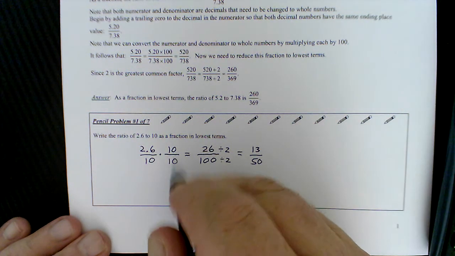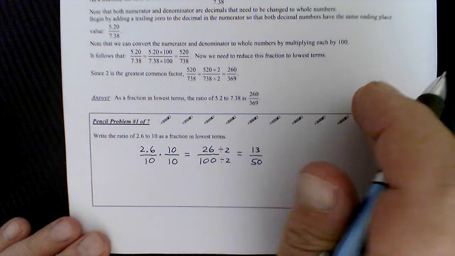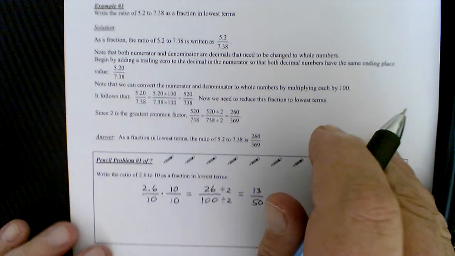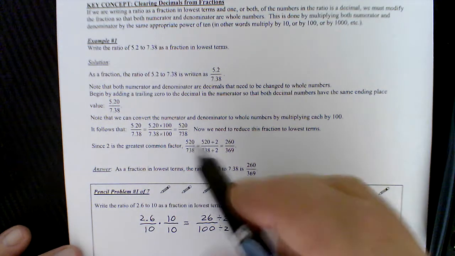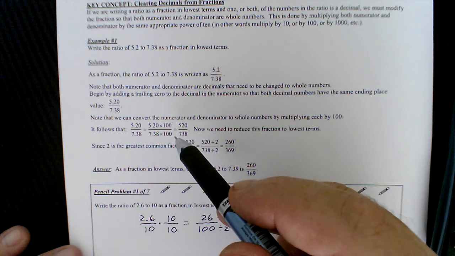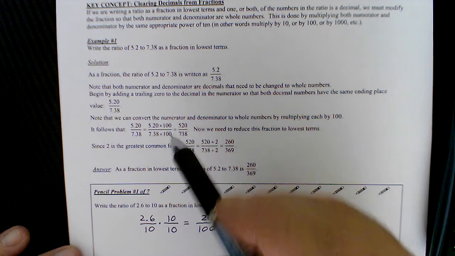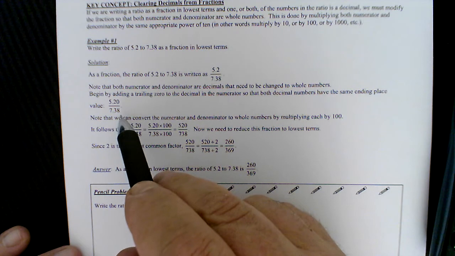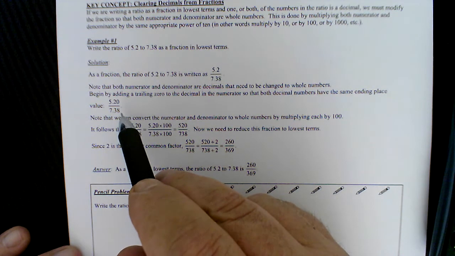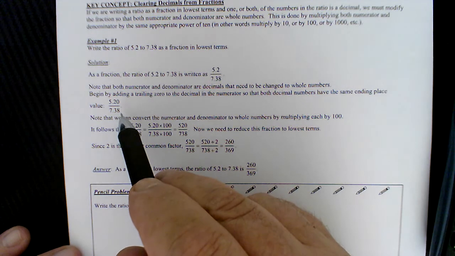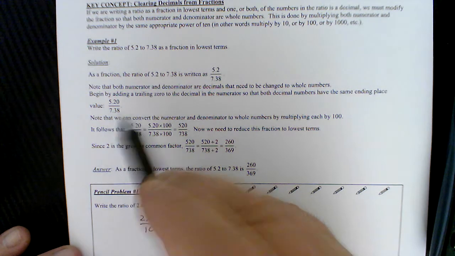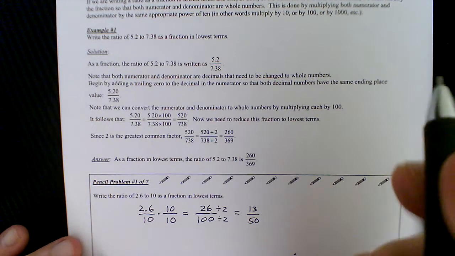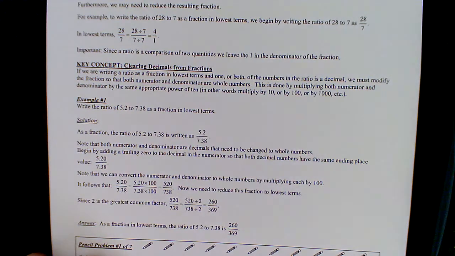Now, it's not always 10 that you're multiplying by. Notice that in the previous example, we had to multiply by 100 because the decimal number with the most decimal places was 7.38, which is to the nearest hundredth. So that's why we multiplied by 100. Okay, moving on to the next page.